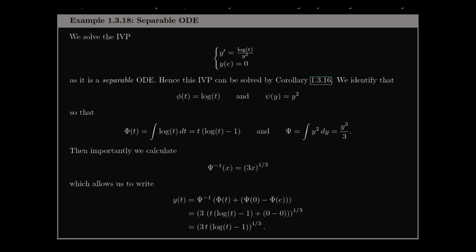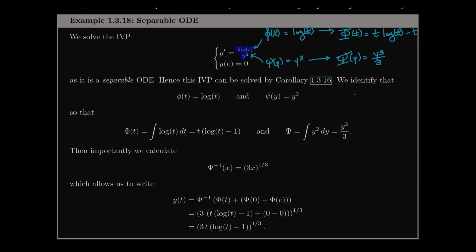We'll go through an example, make sure we know how to do this. So we're going to solve the IVP. y prime is log t over y squared. And this shouldn't be too bad. We're finding phi, we're finding psi. If phi is log, and psi is y squared, we can immediately find their antiderivatives, capital Phi as t log t minus t, and y squared goes to capital Psi of y, which will be y cubed over 3.